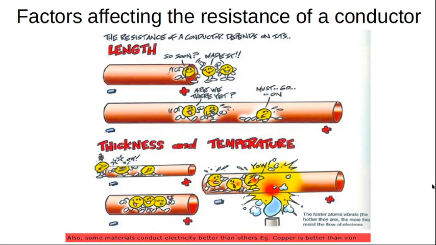Okay, what factors will affect the resistance of a conductor? Length, thickness, and temperature, as well as the nature of the conductor. So I like this little picture.